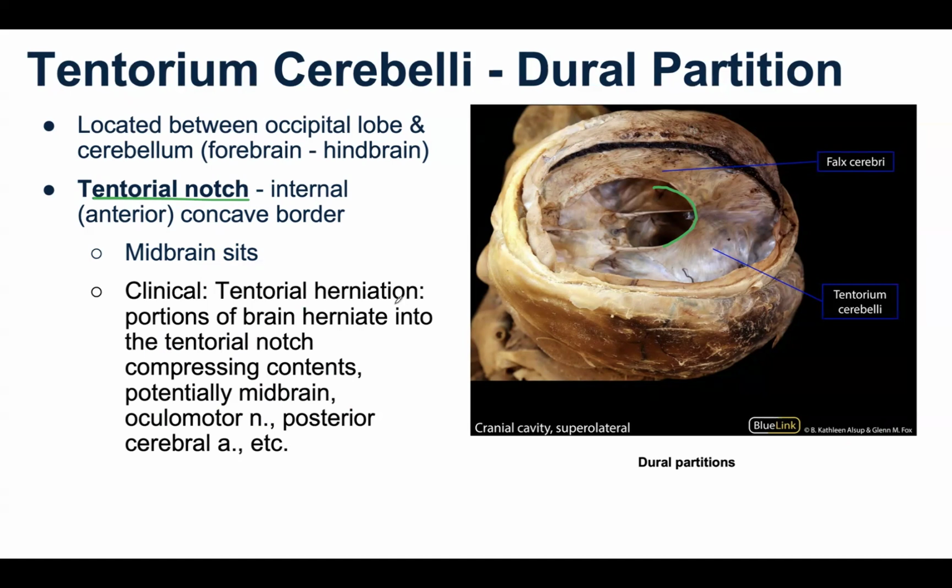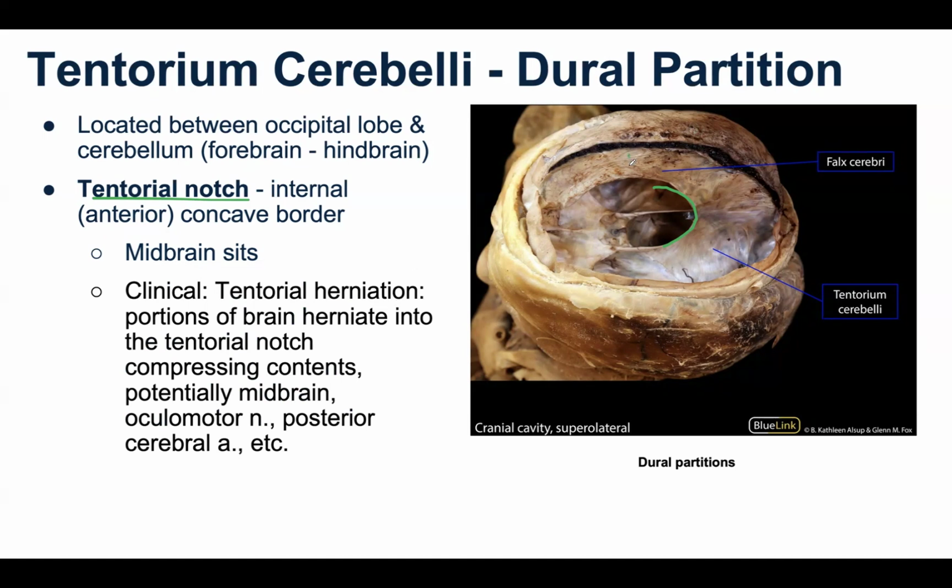Now, in certain pathological conditions like brain swelling or, say, a space-occupying lesion, portions of the brain, like, say, the temporal lobe of the cerebrum, may herniate into the tentorial notch, which could compress contents in the region. So that midbrain is something that could be compressed, and the neurovascular structures associated with the midbrain, such as the oculomotor nerve and the posterior cerebral arteries. So that can compress on those structures, which would have various presentations.